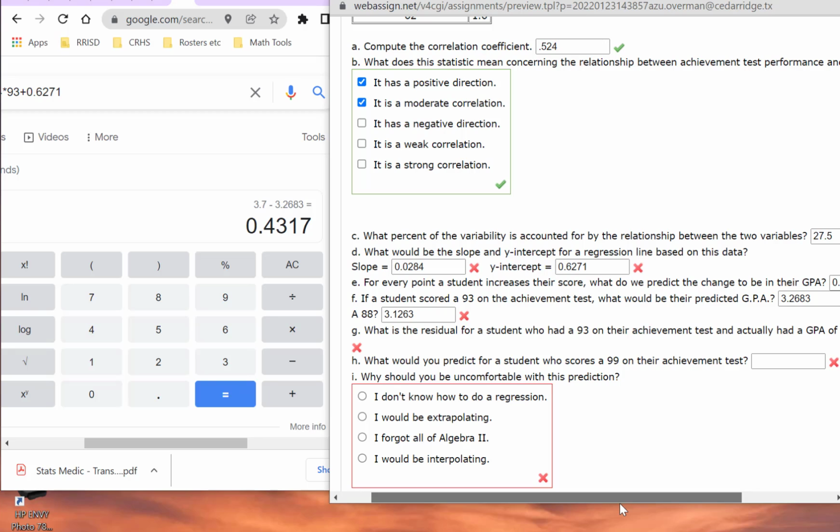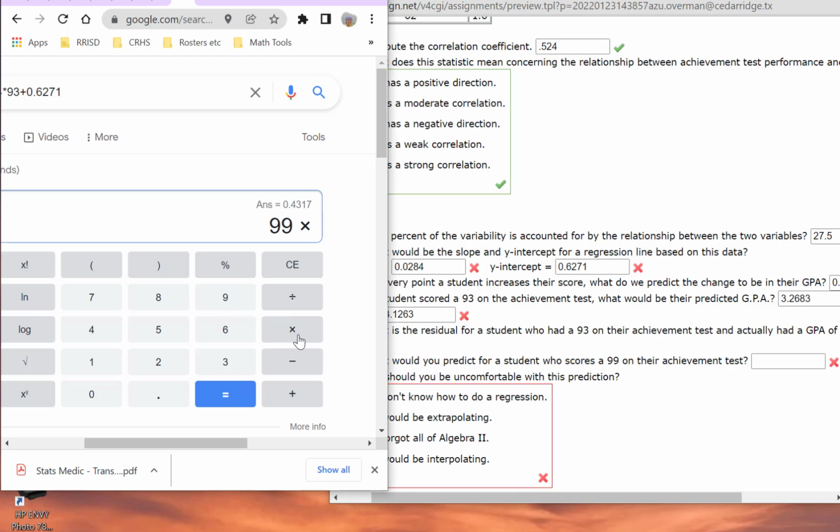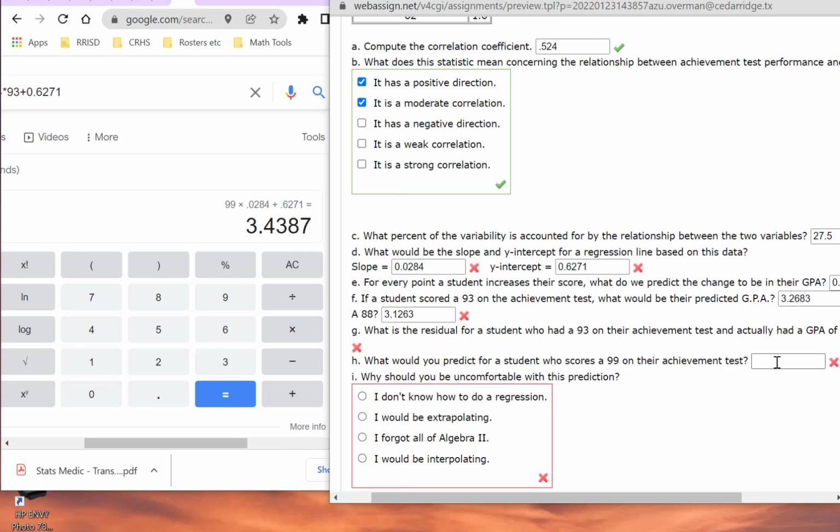What would you predict for a student who scores 99 on their achievement test? Again, this is the test score, not the GPA. So we're going to take that 99 times the slope, 0.0284, plus 0.6271. I sure hope I don't need that parentheses. All right, 3.4387. Now, why would I be uncomfortable with this prediction?